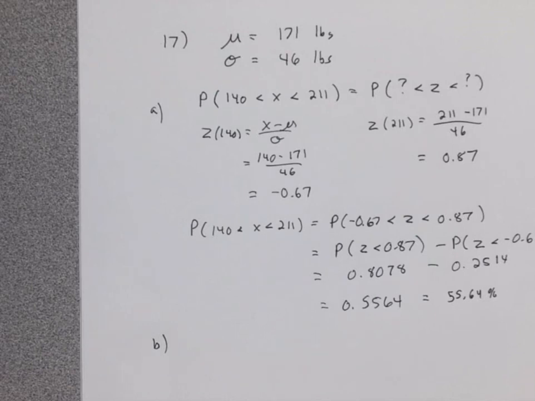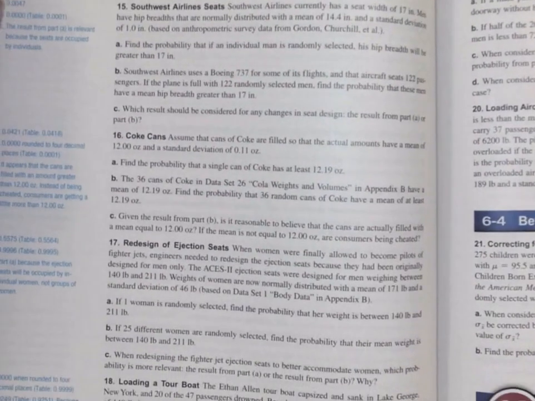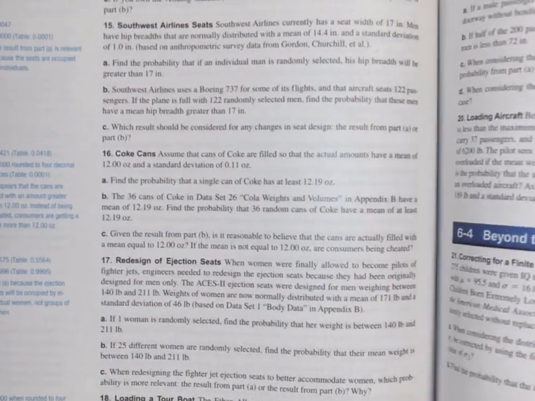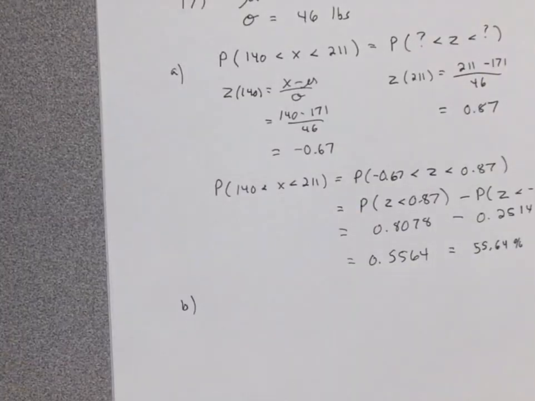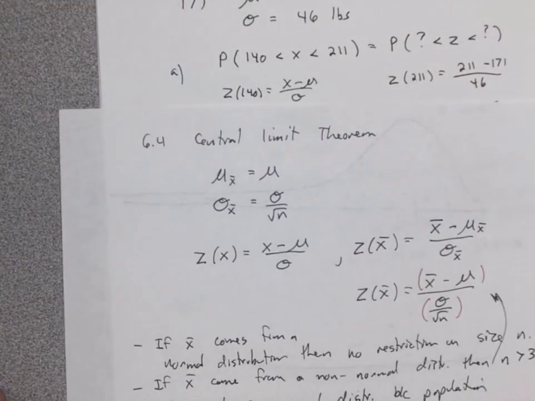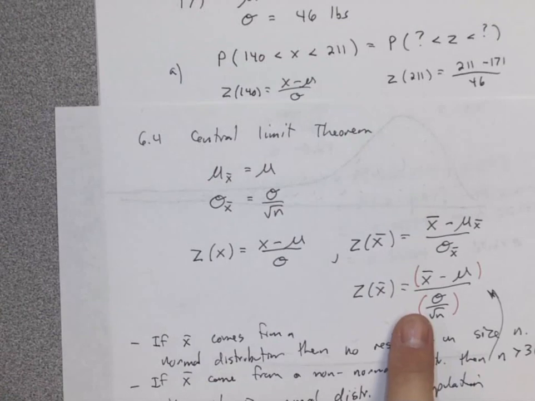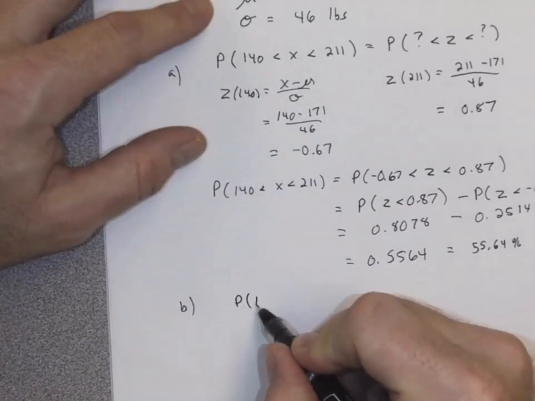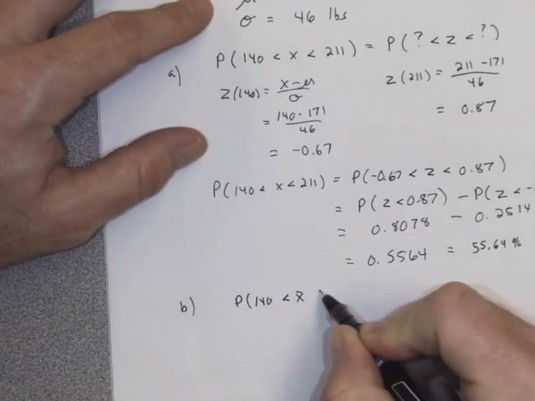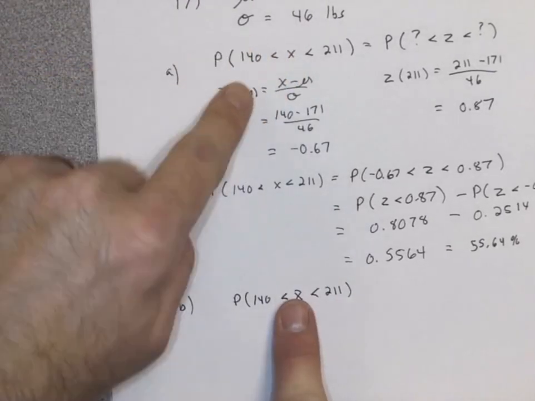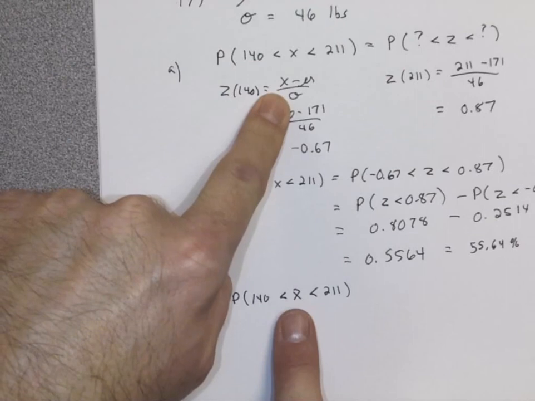Part B is asking, if 25 different women are randomly selected, find the probability that their mean weight is between this. So in this case, what they're asking is more about the group, right? So the way we find z-scores for the means of a group is going to be using this thing, right? Is that clear? Okay, so what they're asking for is what's the probability that 140 is less than x bar, which is less than 211. Is that clear?